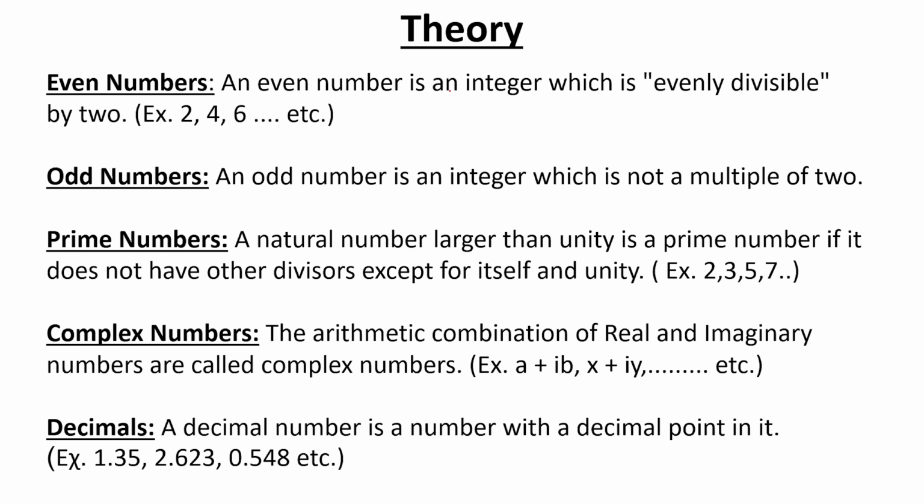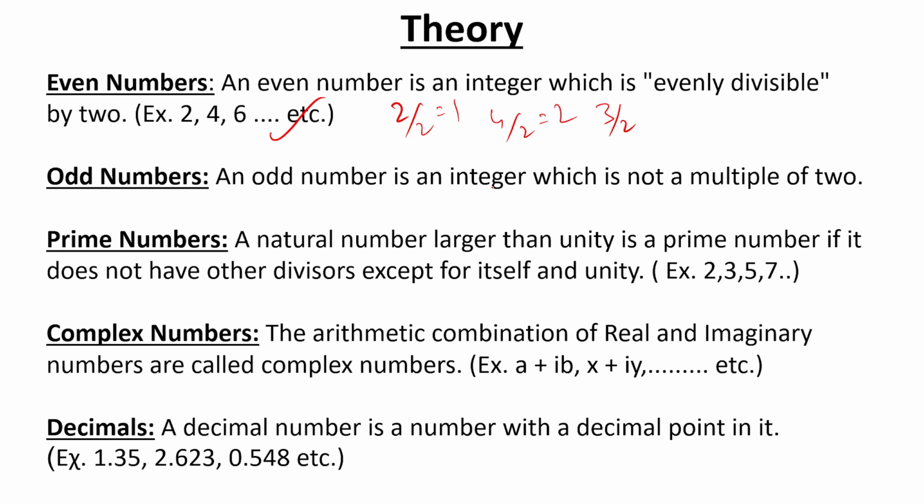Even numbers. An even number is an integer which is evenly divisible by 2. All the numbers which can be divided by 2 are nothing but even numbers. Let's take an example. 2 can be divided by 2, right? So it is an even number. 4 can be divided by 2, right? It is an even number. But 3 is going to be divided by 2 and we get a fraction, so it's not going to be an even number. It's going to be an odd number. That is how even numbers are.